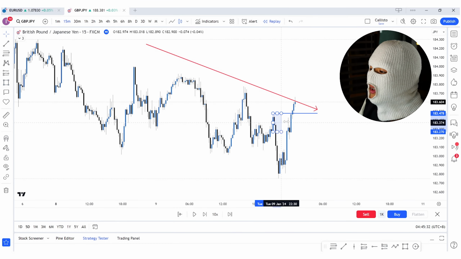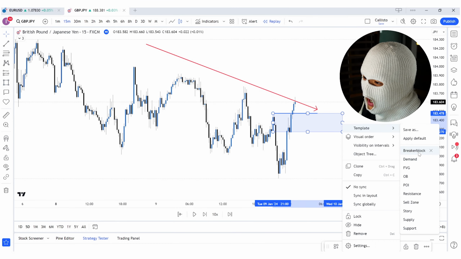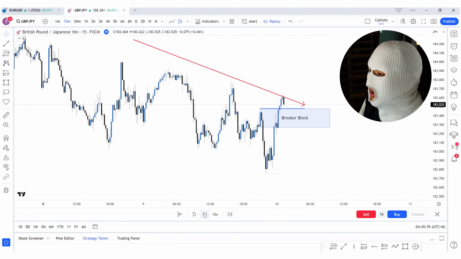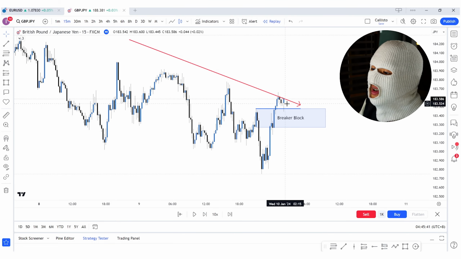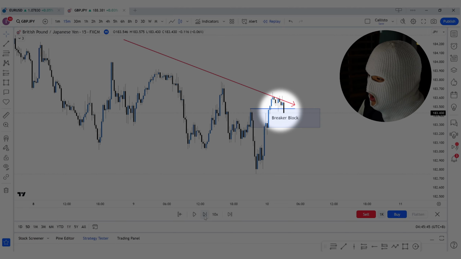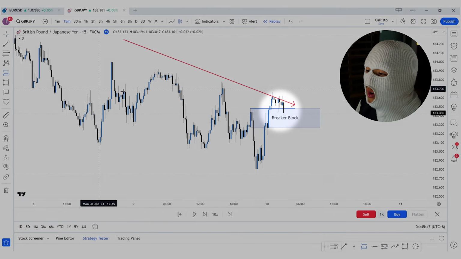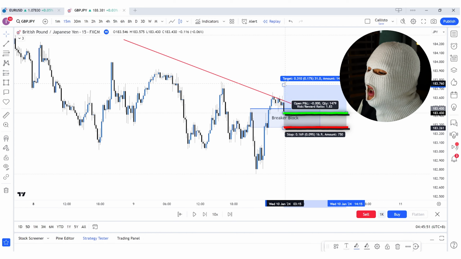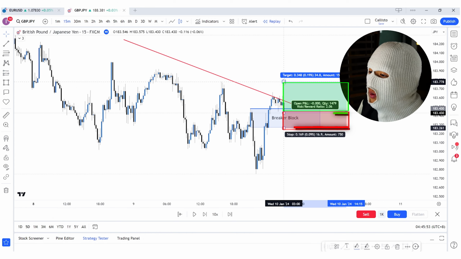So when price came and retested our breaker block with a body candle close, notice how I didn't take an entry on the wick, because it's a wick close. I took an entry when price came and closed inside the breaker block. This is very important. So I can place an entry here at the body candle close with stop loss below the breaker block and targeting a 1:2 risk to reward ratio.